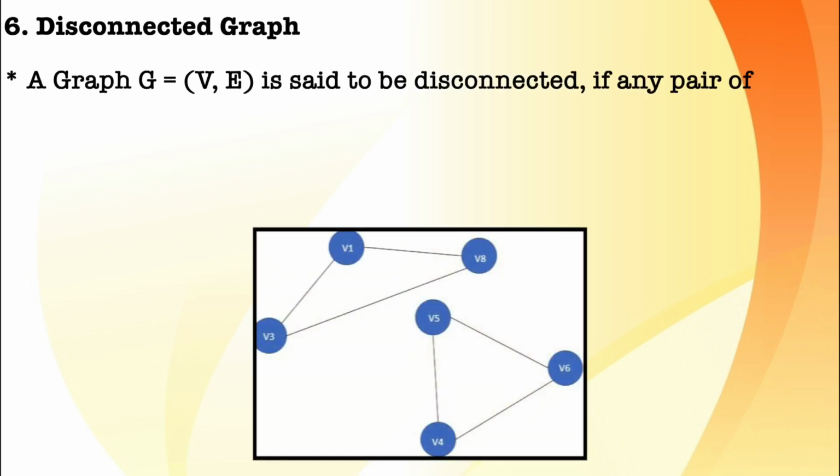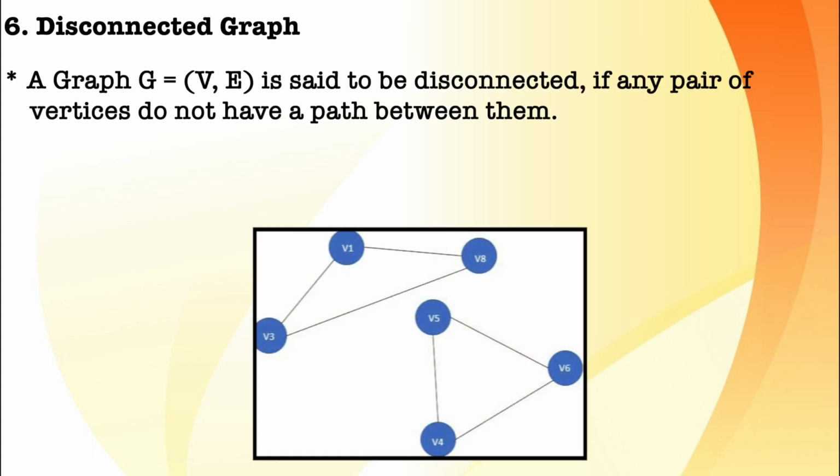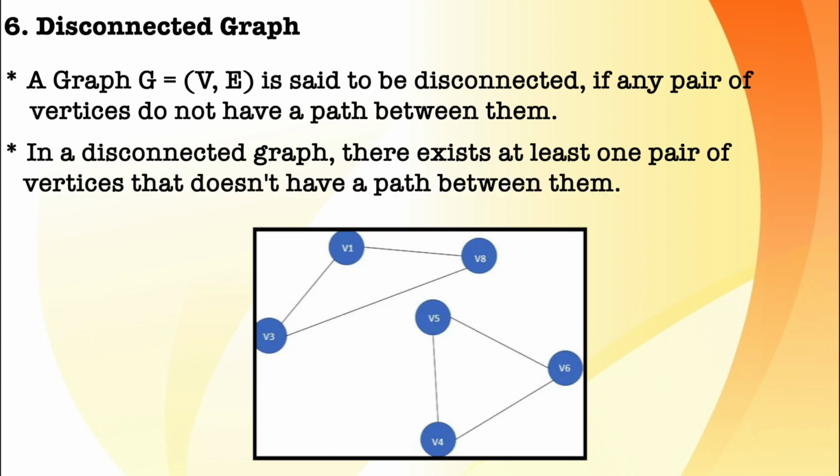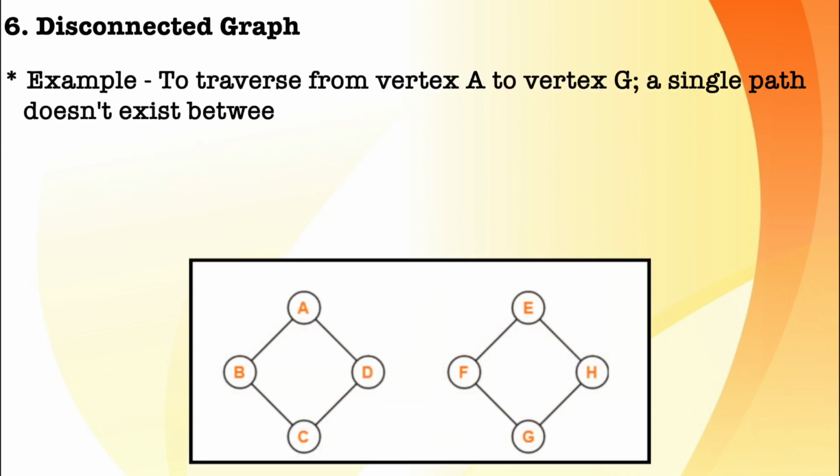A graph G equal to (V, E) is said to be disconnected if any pair of vertices do not have a path between them. In a disconnected graph, starting from any node and moving to the remaining vertices, there exists at least one pair of vertices that does not have a path between them. For example, if you want to traverse from vertex A to vertex G in the figure shown, then a single path does not exist between the two vertices A and G. So, this is a disconnected graph.